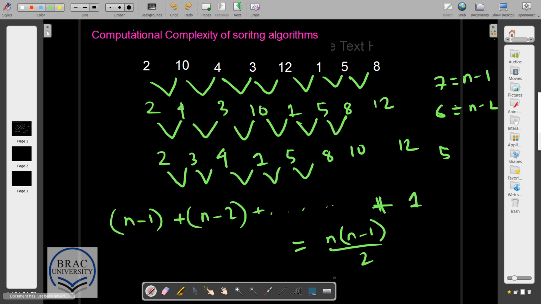This is a fixed number because bubble sort cannot detect if an array is already sorted. So whether an array is sorted or not, it always makes this amount of comparisons. So the best case complexity and worst case complexity for bubble sort is always the same, which is n into n minus 1 by 2.